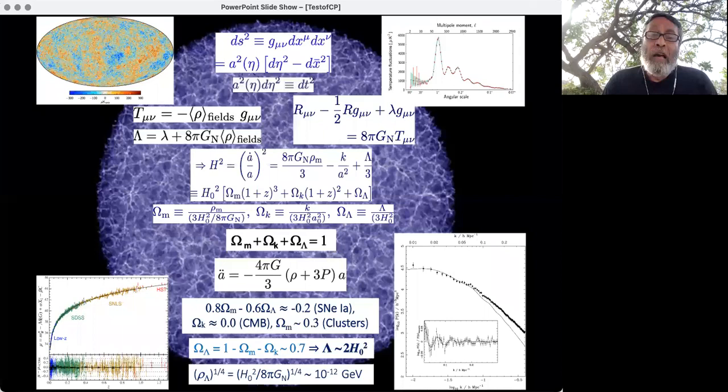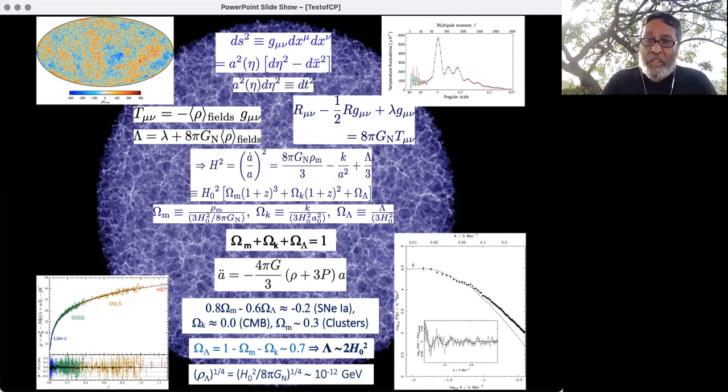Nevertheless, we have accepted this to be something fundamental, and we construct an energy density by dividing that by 8 pi G, multiplied by Planck mass squared. So we get something which is the geometric mean of the Planck scale and the Hubble scale, and that's about 10 to the minus 12 GeV.